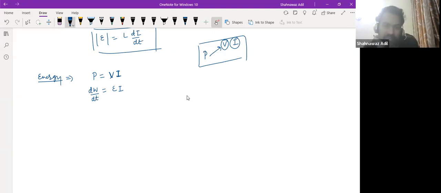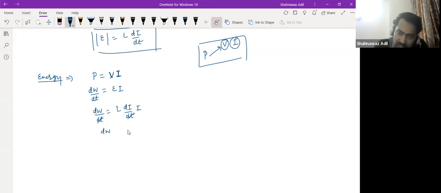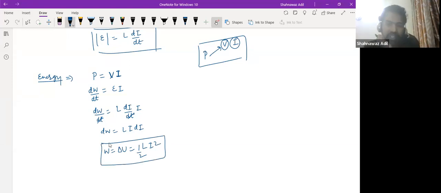Is that clear? Yes, sir. So I can write dW by dt as E times I, that is L di by dt, and then I. So I can cancel this, and dW would be Li di. If I want to calculate the energy, that would be W, which is delta U, and I will get half Li square. So this is the energy of the inductor that you get. Clear?